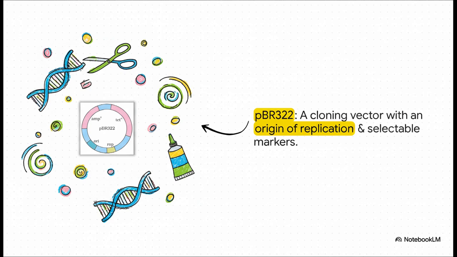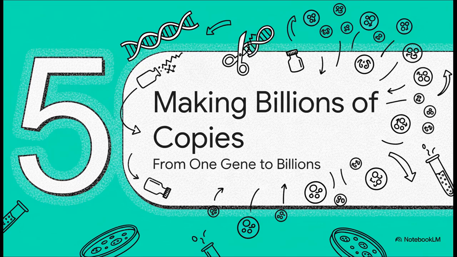That's where it starts making copies. And AMP-R and TET-R are genes for antibiotic resistance. These act as little selection markers that help us find the cells that have actually accepted our new gene. Very, very important. Fantastic! So we've made our recombinant DNA and put it inside a host cell.